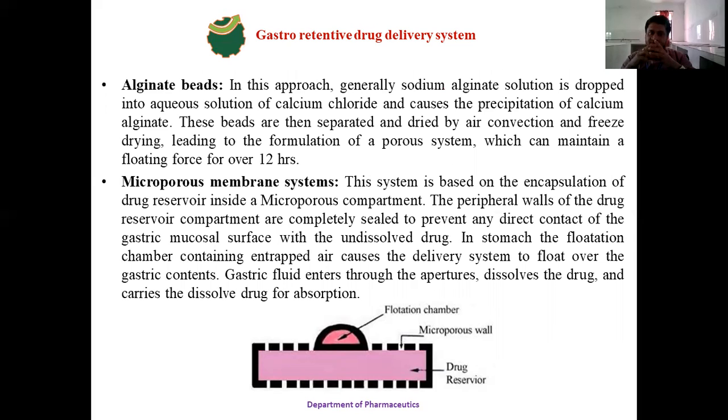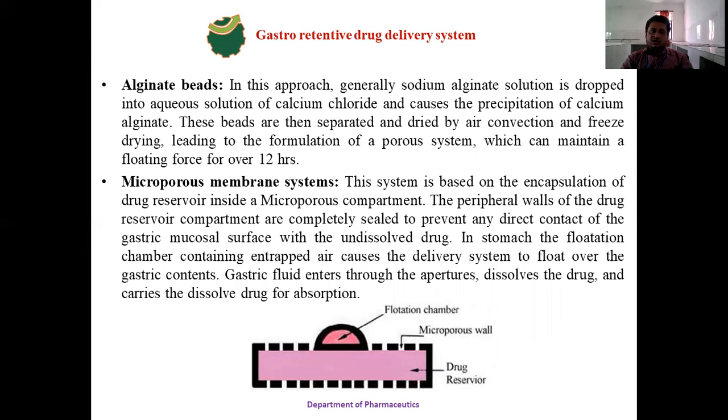And the fourth one is the microporous system. The system has a polymeric membrane which has pores, and the system has a flotation chamber. Because of that, the total system will float in the gastric fluid, and the gastric fluid will slowly enter through the pores and dissolve the drug, and the drug will release from the system.